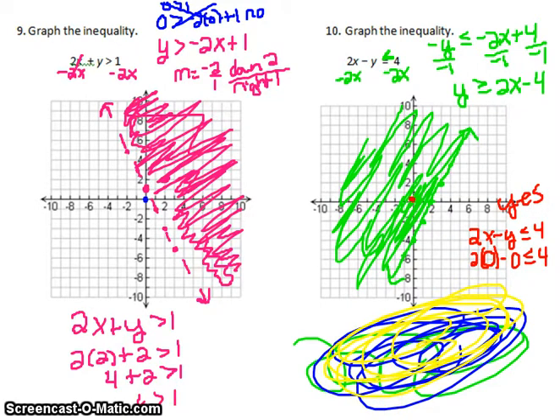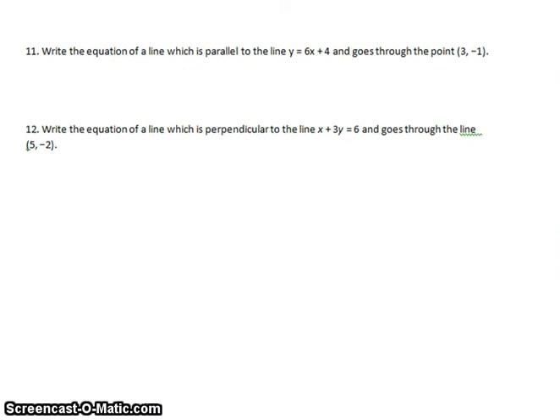All right. The two last questions we have better be experts at. Write the equation of a line which is parallel to this line. Parallel is my magic word. The slope of this line is 6. So the slope of my parallel line also has to be 6. We are going through the point 3, negative 1. So my x is 3. My y is negative 1.